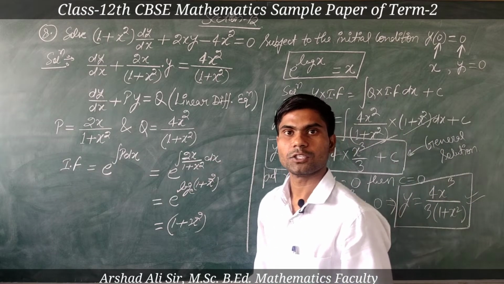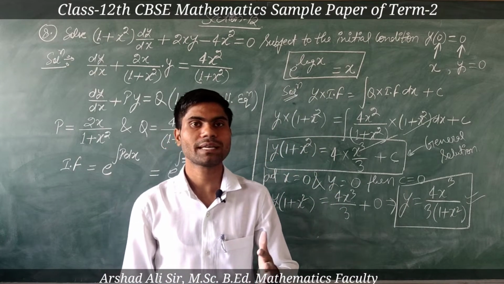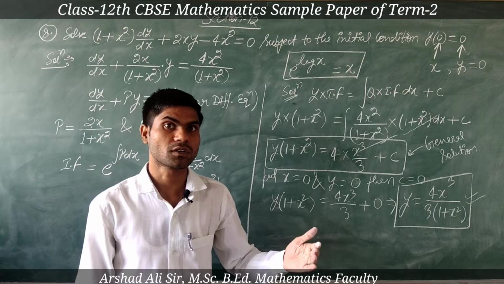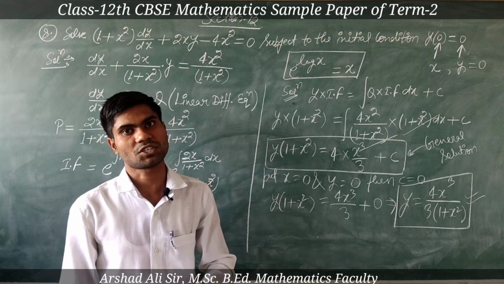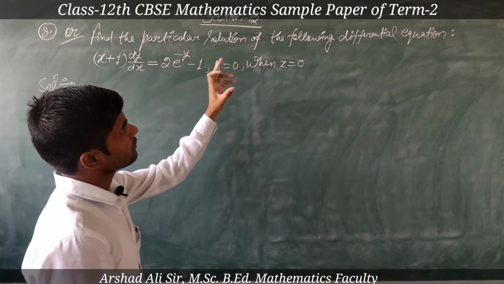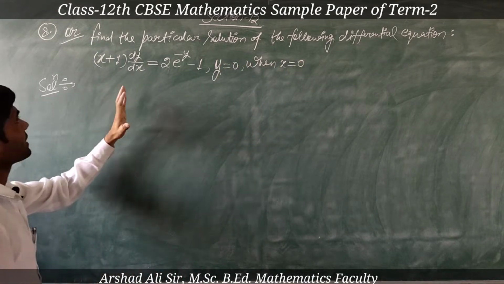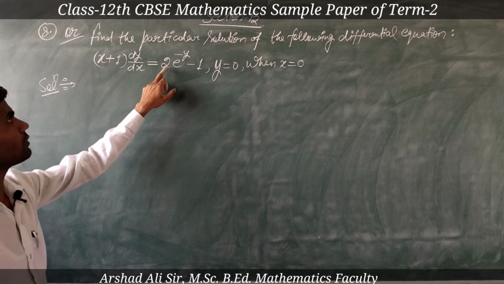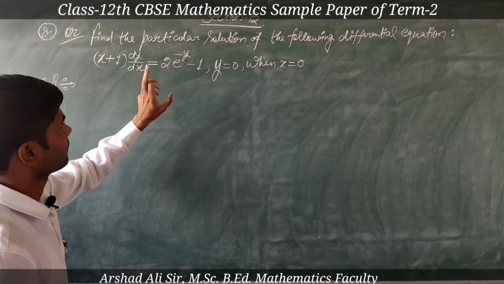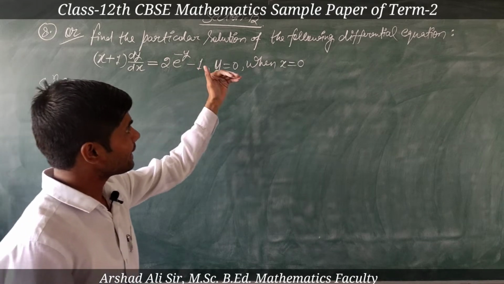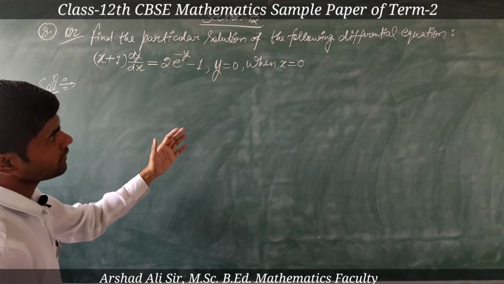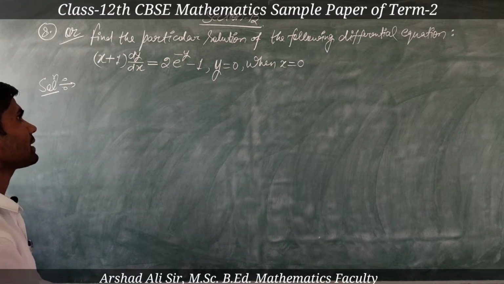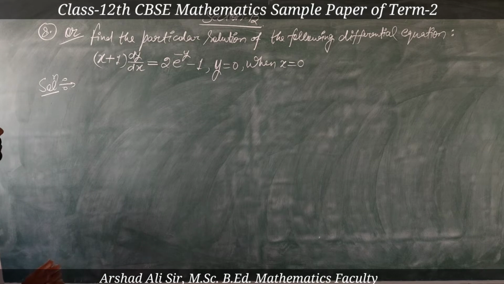And in question number 8 you have two choices. You can select any one of the questions. After this question we will solve another question which is also part of the 8th question. Find the particular solution of the following differential equation. The differential equation is x plus 1 dy over dx is equal to 2 e to the power minus y minus 1, and y is equal to 0 when x is equal to 0. It means we can find the value of constant c, and after finding c we can put it in and get the particular solution.